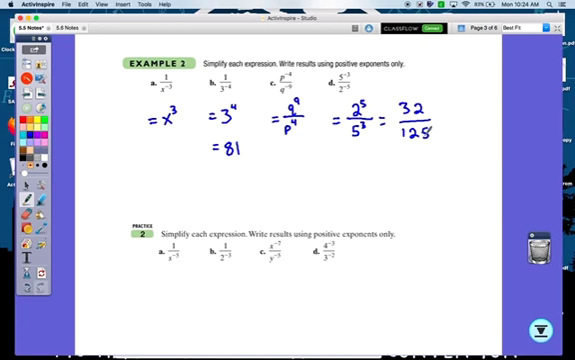All right, pause it, practice it, come back for the answers. All right, here they are. I'll have s to the 5th. I'll have 2 to the 3rd, which is 8. I'll have y to the 5th over x to the 7th. Those switch places. And I'll have 3 squared over 4 cubed, which becomes 9 over 64.